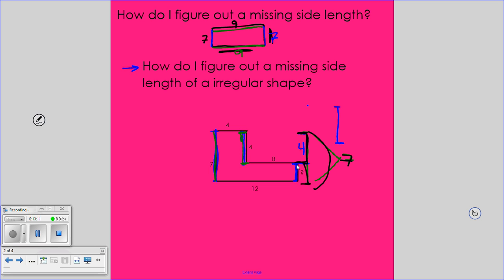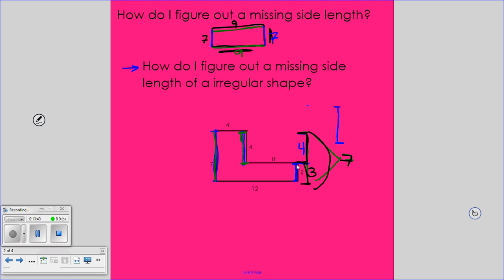I'm thinking that on the bottom it's 3 for the question mark, because 4 plus 3 equals 7. Spot on, Lee. Spot on. This little chunk is going to be worth 3 because we know that 4 plus 3 has to give us the same length of 7.